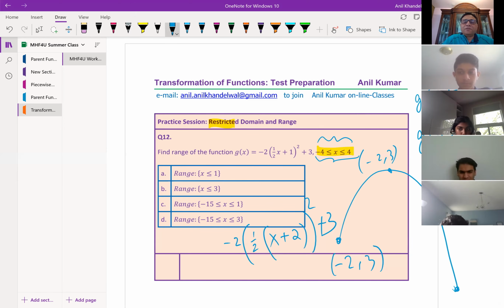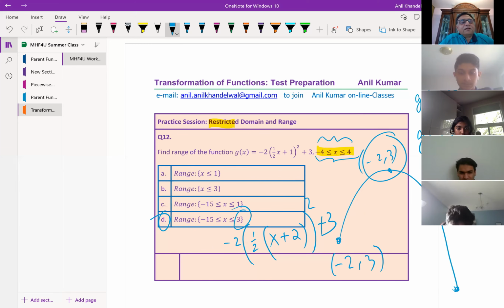So if I plug in 4, for example, then 4 plus 2 is 6. Half of 6 is 3. 3 squared is 9. 9 times 2 is -18. -18 plus 3 is -15. And therefore, it seems correct. We already know that 3 is my upper limit, and that should be my answer. Is that clear to you? -15 to 3 becomes the range of this question.